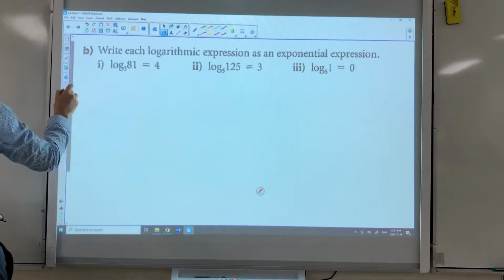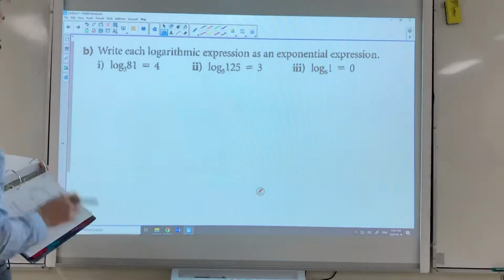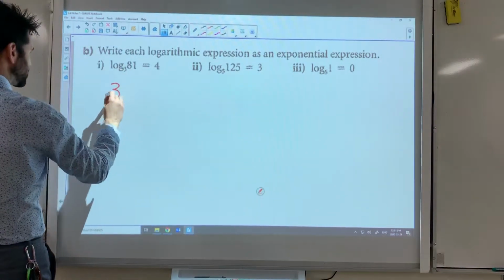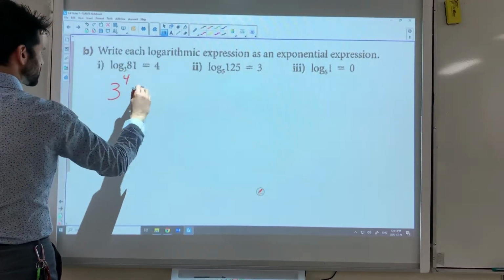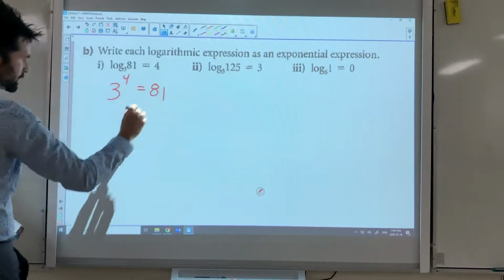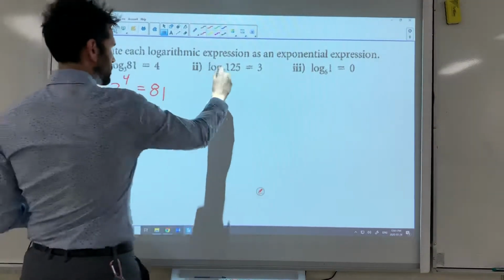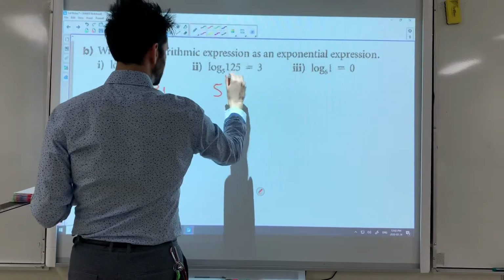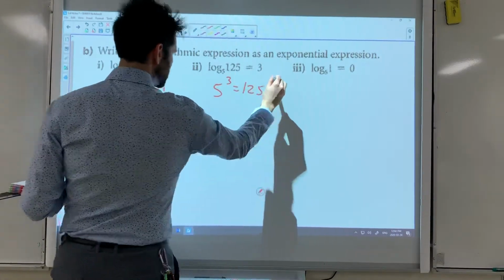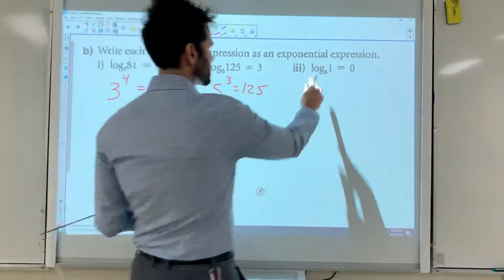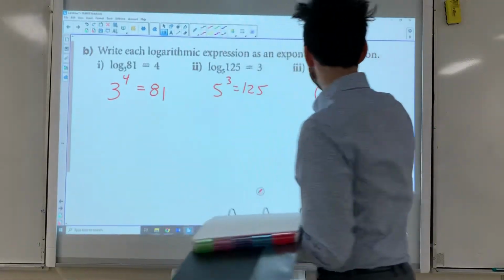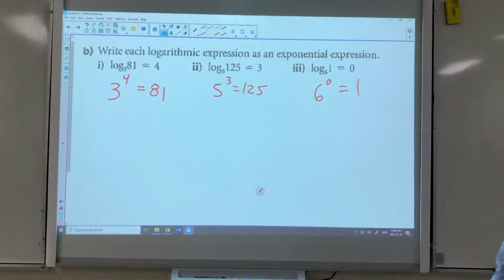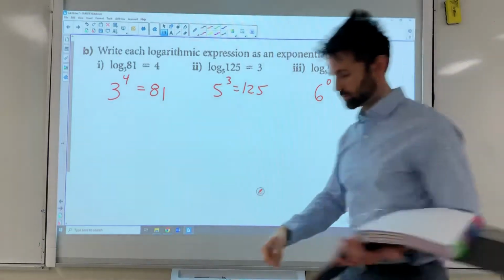Backwards again, doing these ones, so going from log to exponential form. So this is the base, so 3. The answer is the exponent, so 3 to the 4 equals the argument, 81. Makes sense. Old base, 5, so 5 to the 3 equals old argument, 125. 6 is the base, 0 is the exponent, and 1 is the argument, so 6 to 0 is 1. Doing good.